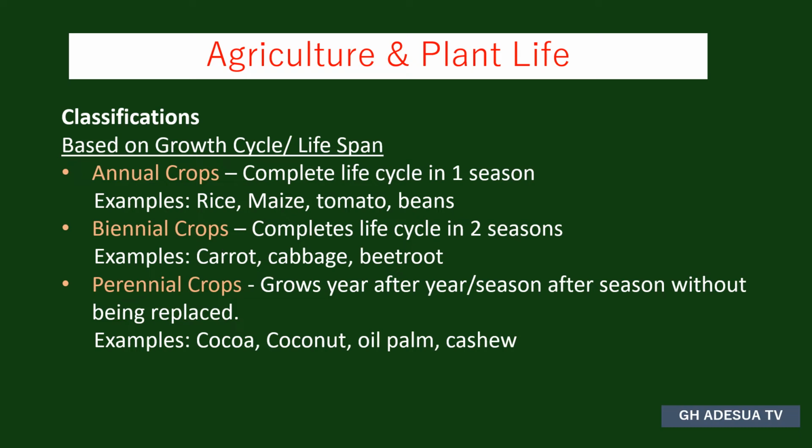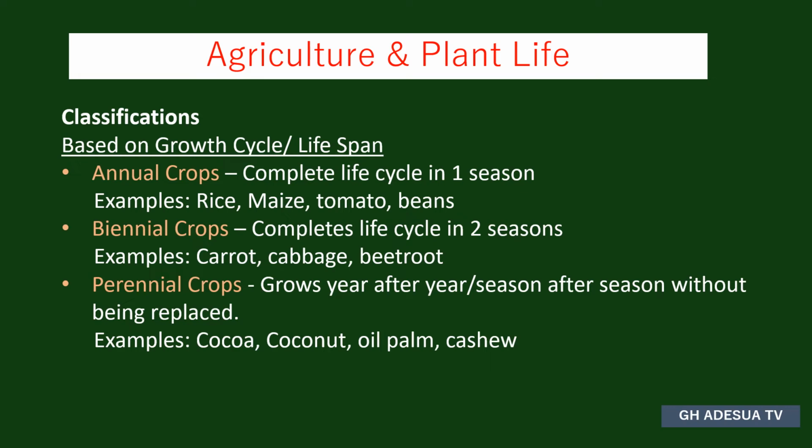Then you have the biennial crops. Now these ones run within 2 life cycles. Examples can include carrot, cabbage, beetroot. So two seasons. It completes its life cycle within 2 seasons. So examples are carrot. It starts from one season and is ready in the next season.